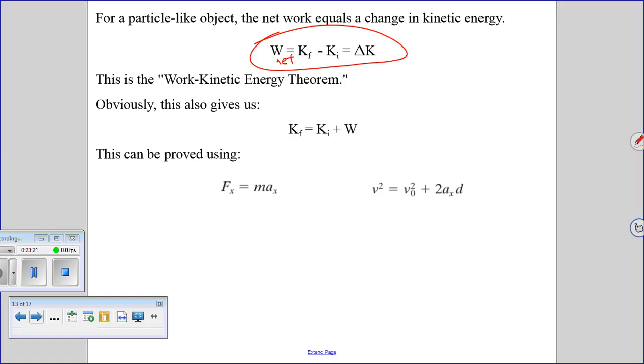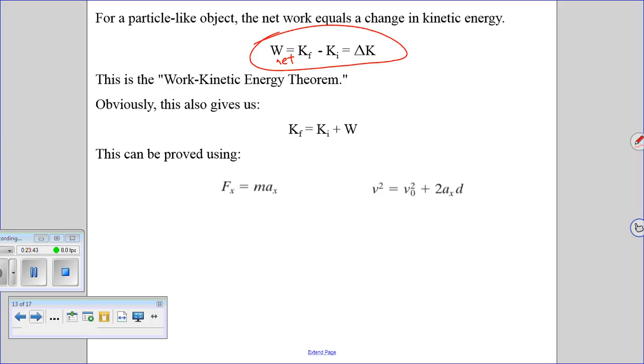No. Because for your kinetic energy to change, your velocity would have to change, and your velocity can't change without motion. Right? Okay. Everybody good? All right.